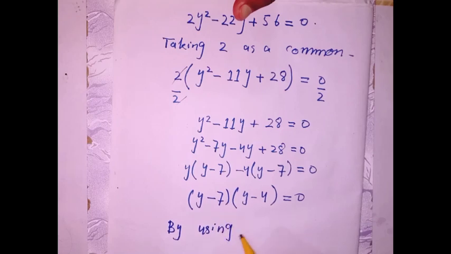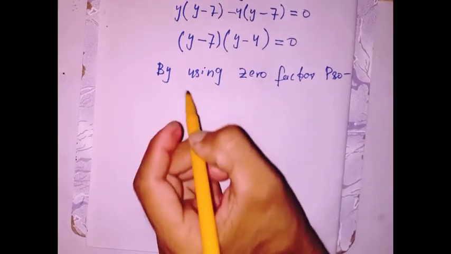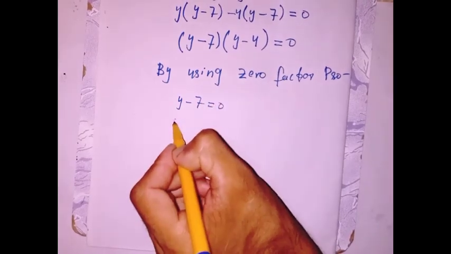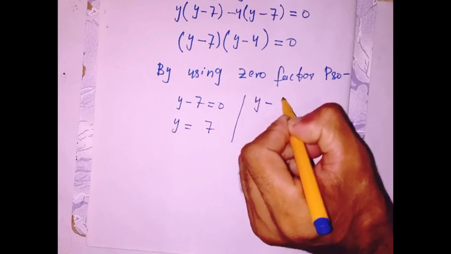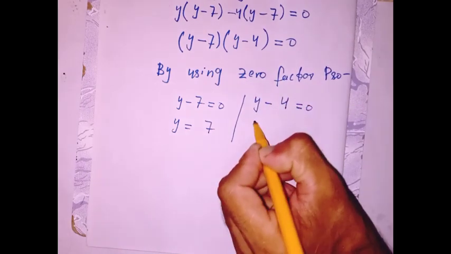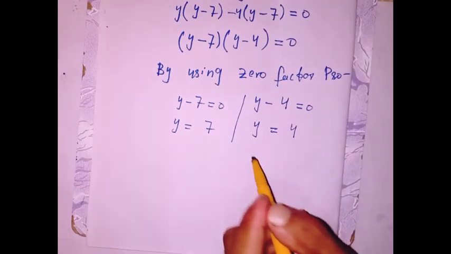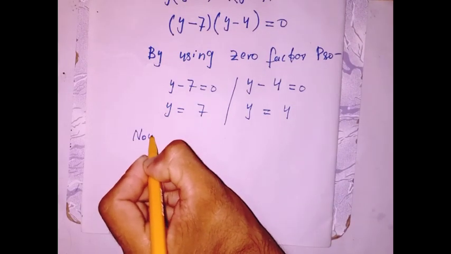Now by using the zero factor property, we can write y minus 7 is equal to 0, so y is equal to 7, because if we add 7 to both sides we get y is equal to 7. And y minus 4 is equal to 0, so y is equal to 4, because if we add 4 to both sides we get y is equal to 4.